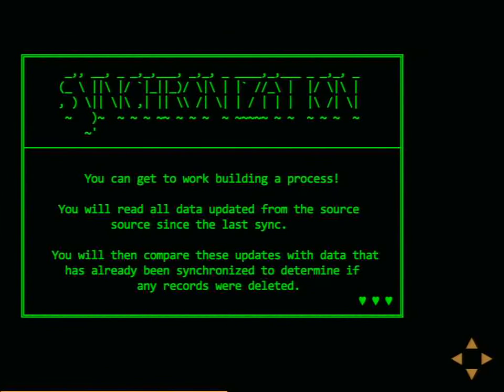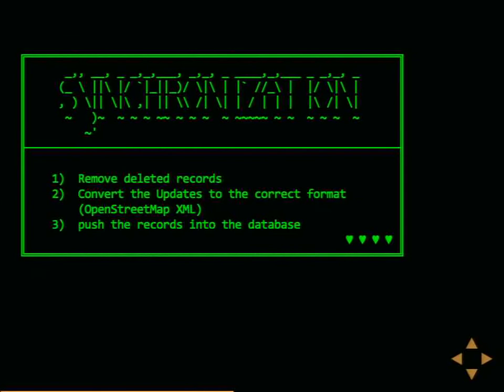And now that we have this stuff, we have a way to get it in. We have to build this synchronization process. So we read all the updated data into our system, and then we check to see what has been updated and what has been deleted by comparing it against what was done before. It's a little confusing, but it works. And then we just remove those deleted records. We convert the updates into the correct format, which is OpenStreetMap XML. And then we push those records into the database.